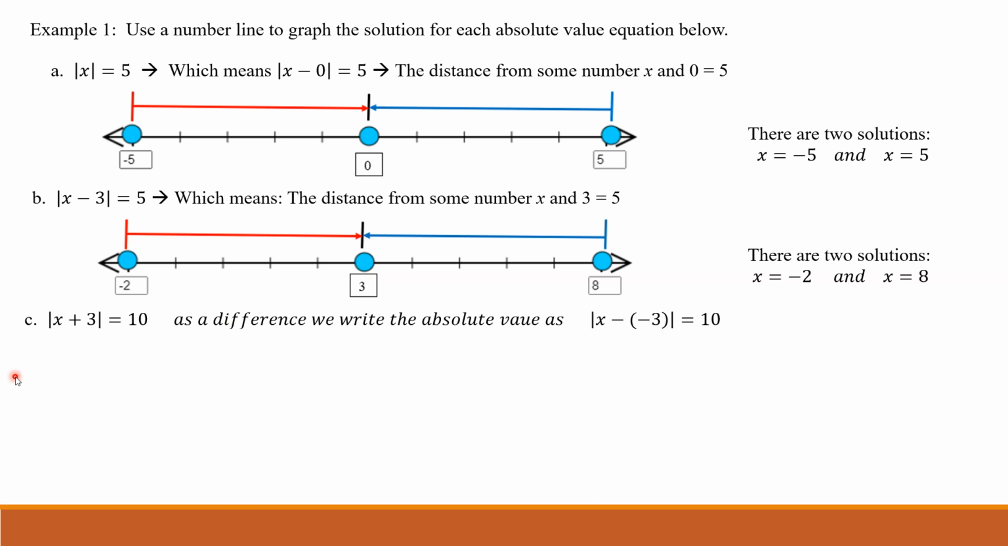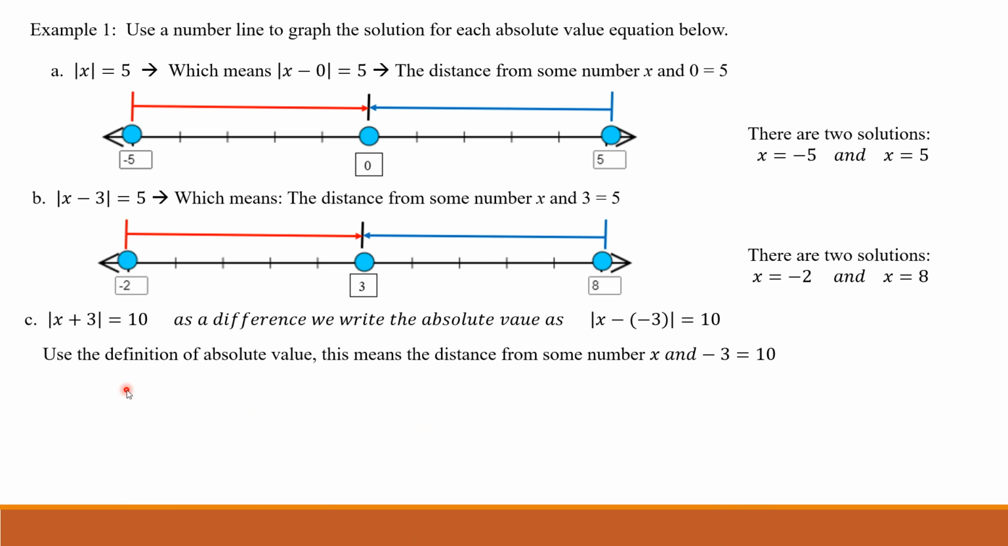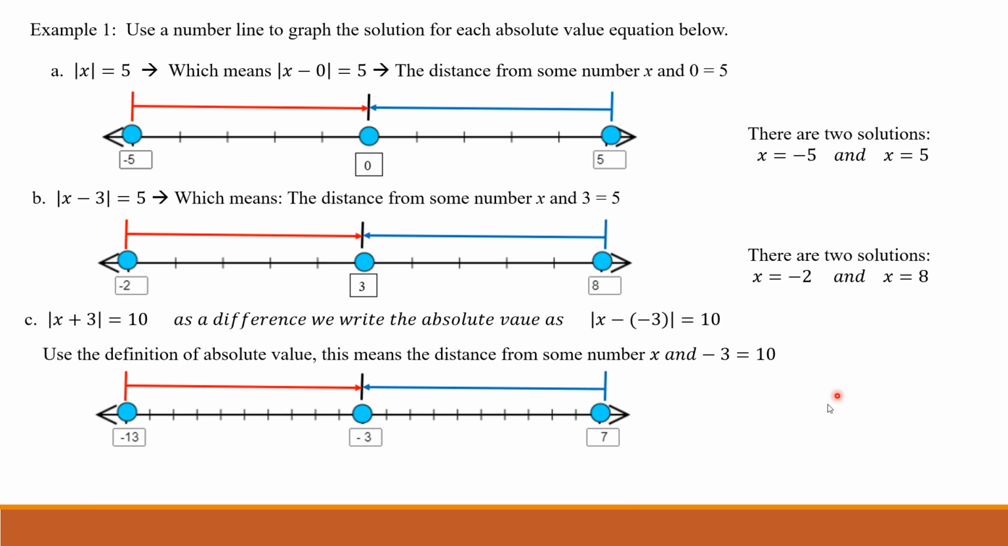Okay, C, the next one, we have the absolute value of x plus 3 equals 10. As a difference between two numbers, we need to rewrite this as a subtraction, because that's a difference. So we have the absolute value of x minus -3 equals 10. The number that we're subtracting, or the difference between some number x and -3, now becomes our center point. Using the definition of absolute value, this means the distance from some number x and -3 is equal to 10. And in our graphical solution, -3 becomes the middle point, and the distance is 10.